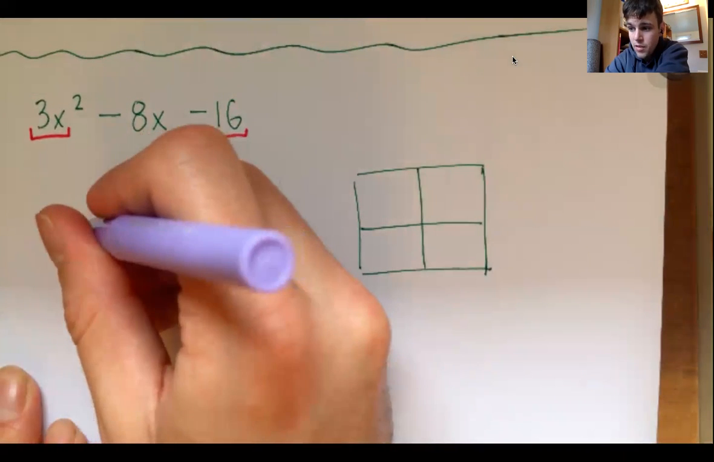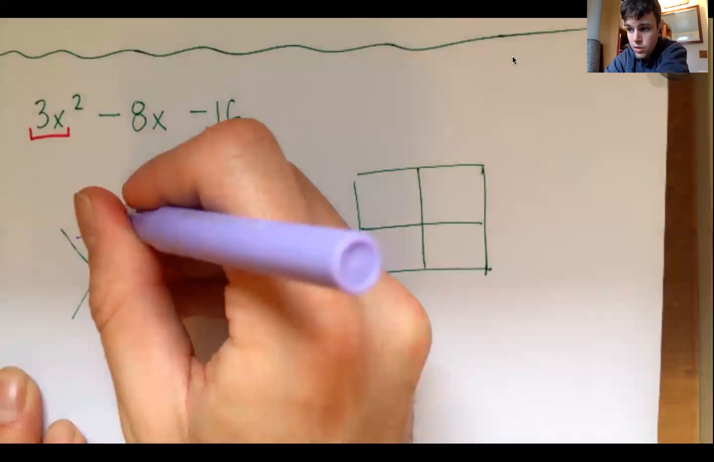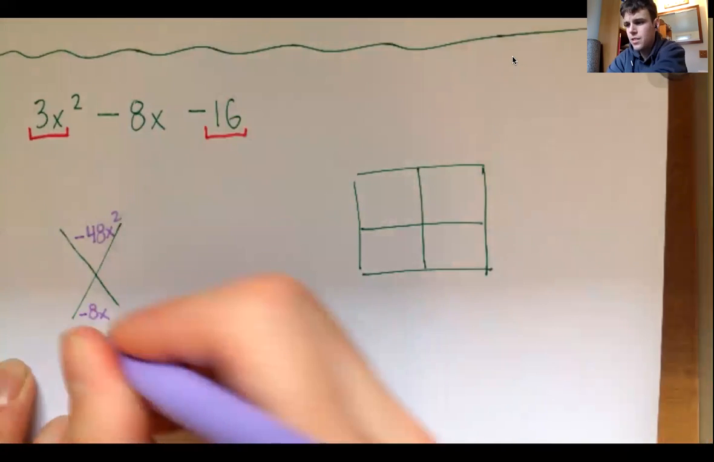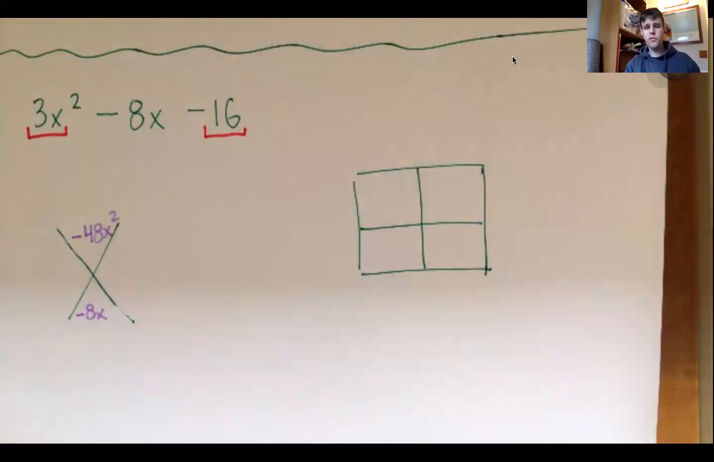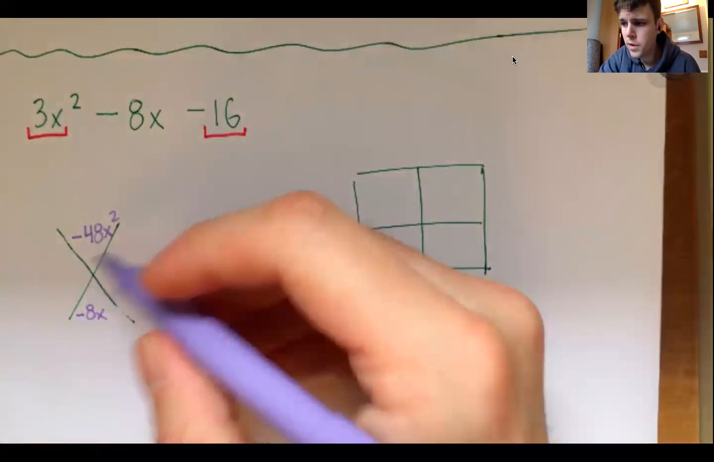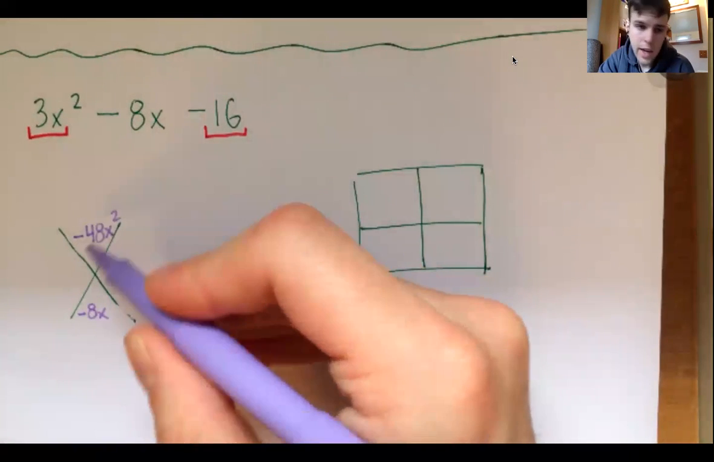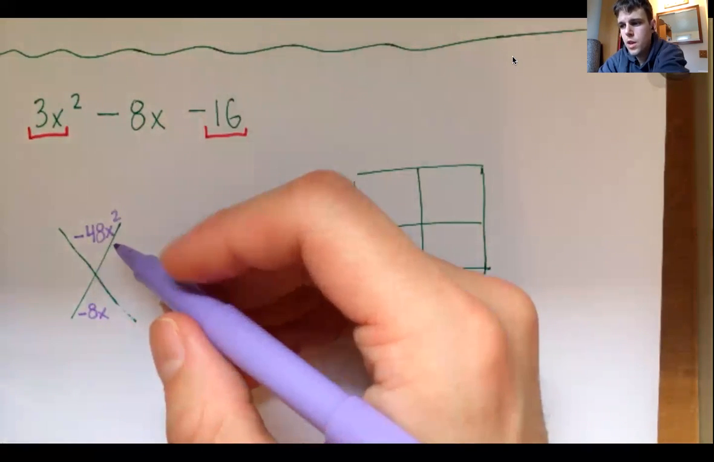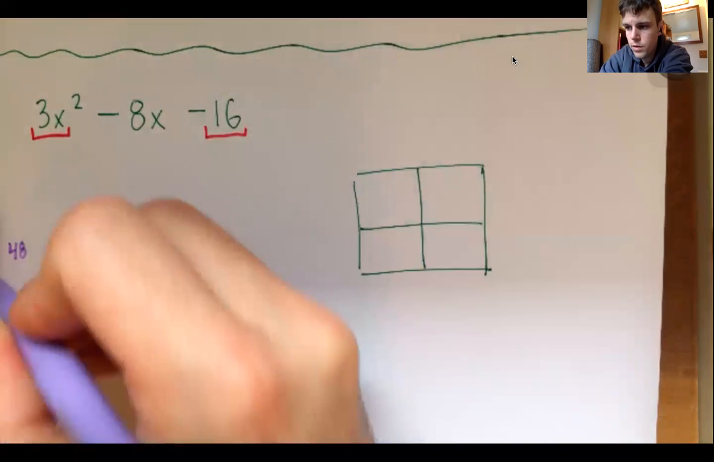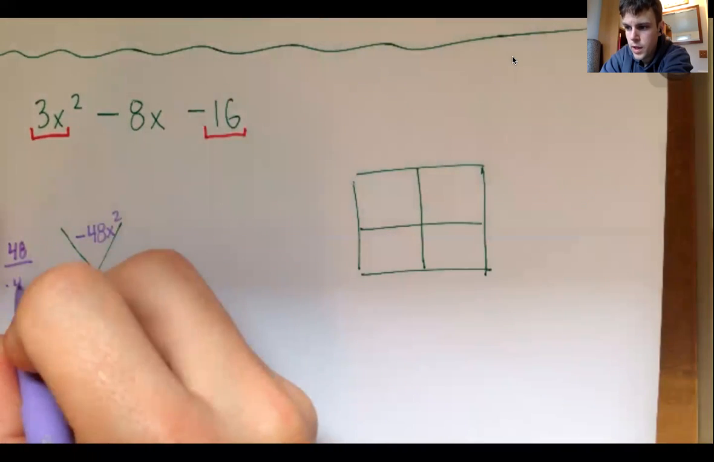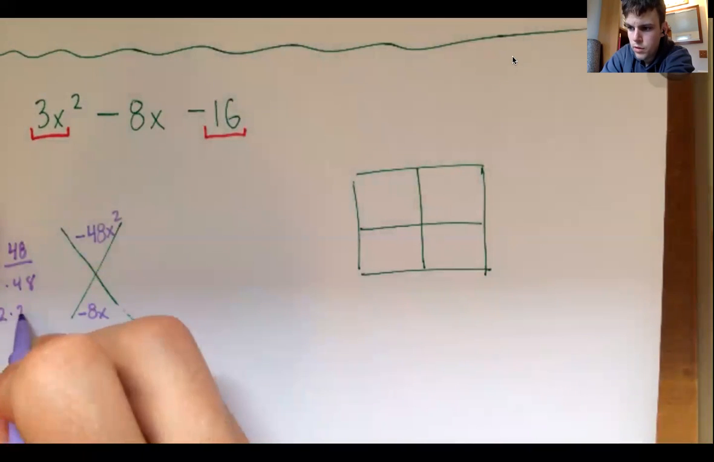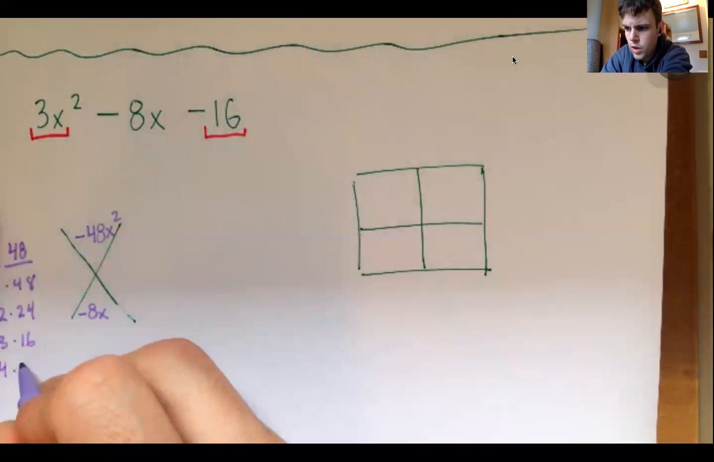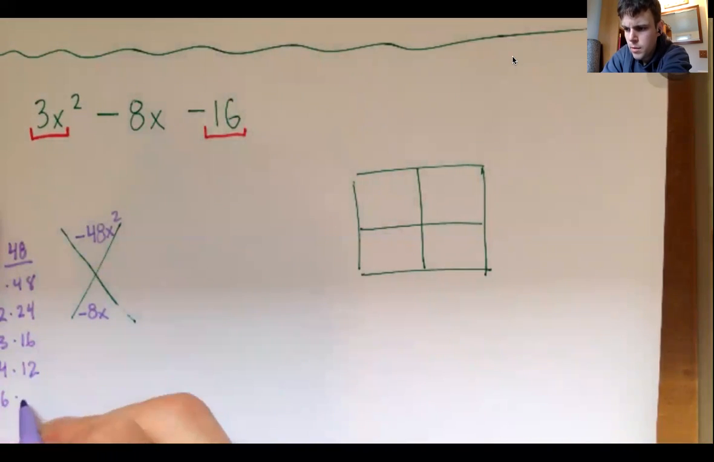That's going to give us negative 48x squared. And then our middle term, negative 8x. All right, there are a lot more factors for 48. Because remember, we're looking for two numbers that multiply to negative 48 and add to negative 8. There are a lot more factors for 48, so I'm going to go through those. 1 times 48, 2 times 24, 3 times 16, 4 times 12, 6 times 8.